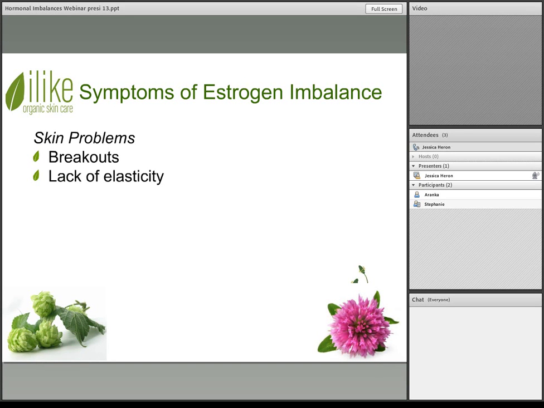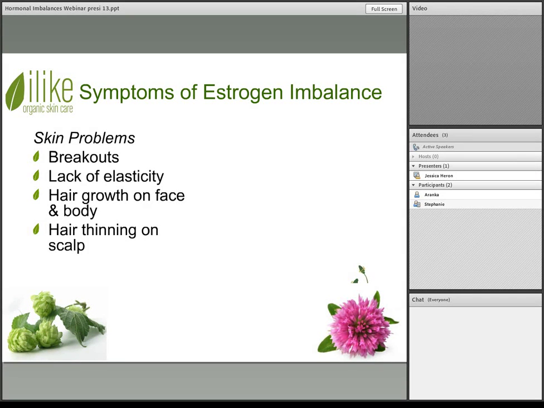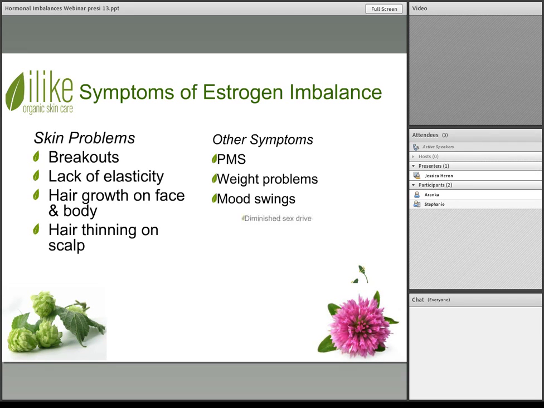Also lack of tone and elasticity, as we mentioned in the prior slide. Also hair growth on the face and body, some unwanted hair growth in unwanted areas. And also hair thinning can happen on the scalp as well. Thinning and also loss of hair. Some other symptoms can be PMS, premenstrual syndrome, which affects our mood, and it can also affect different things in the body, like weight problems. Sometimes mood swings in our emotions, that could be positive and negative, and then also a diminished sex drive, so a lower libido.